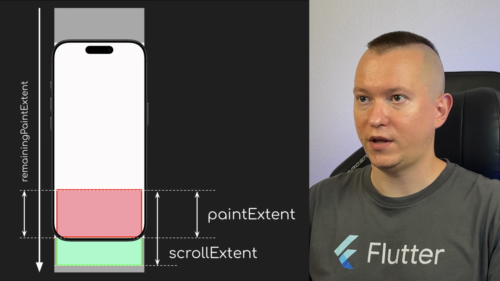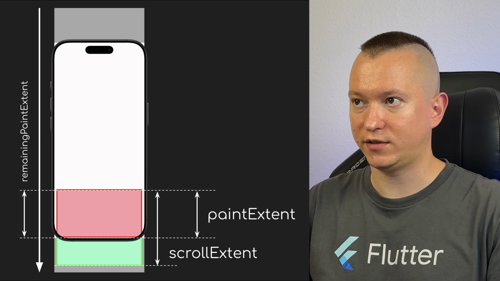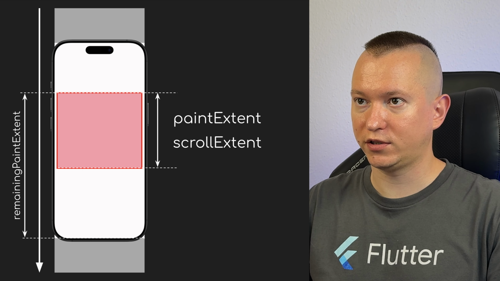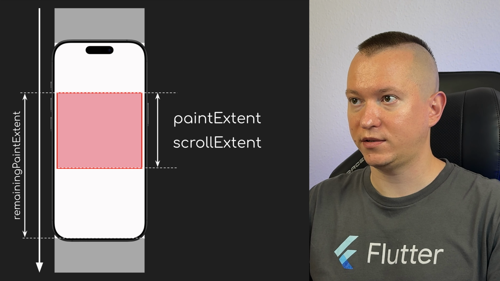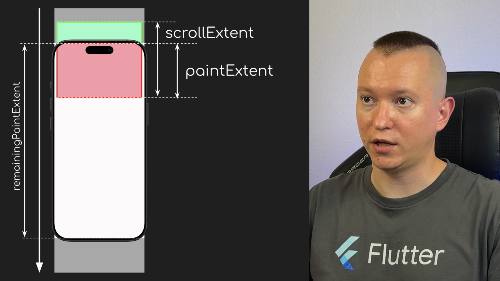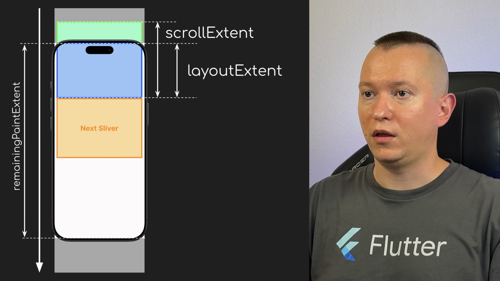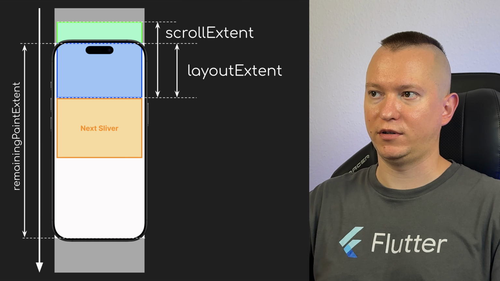Paint extent is the amount of currently visible visual space that was taken by the sliver to render. It takes the sliver constraints' remaining paint extent or its part. It means that the value of paint extent must be between 0 and remaining paint extent. In contrast to layout extent, this value does not affect how the next sliver is positioned.